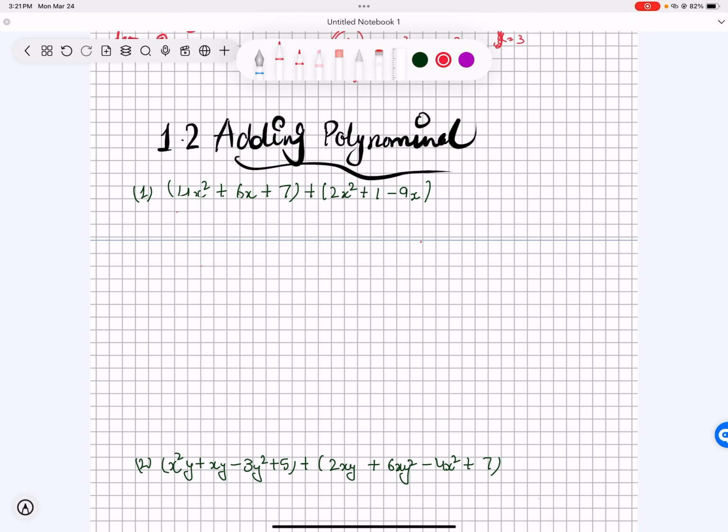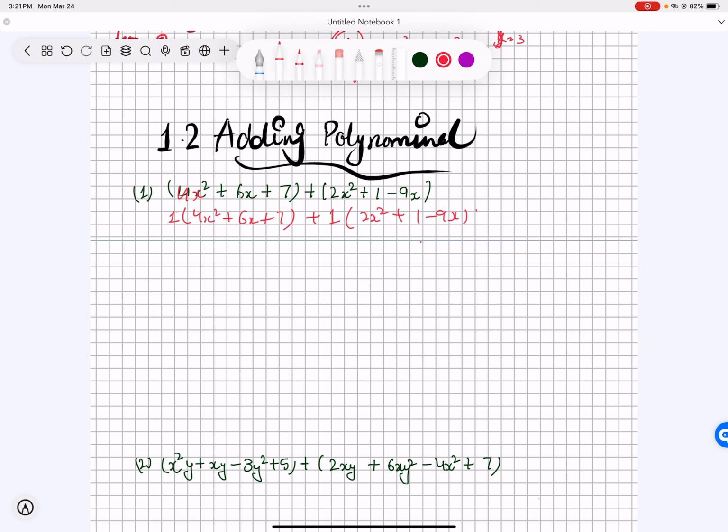So here we have an equation of 4x squared plus 6x plus 7 plus 2x squared plus 1 minus 9. And then in order to solve that, first we should remove the parentheses. So we're gonna assume a 1 and multiply everything in the parentheses by 1. And then for this term, we're gonna assume 1 as well, plus minus 9x.